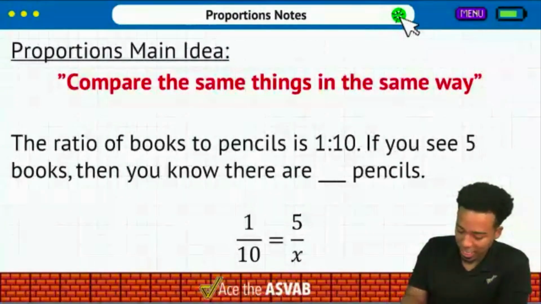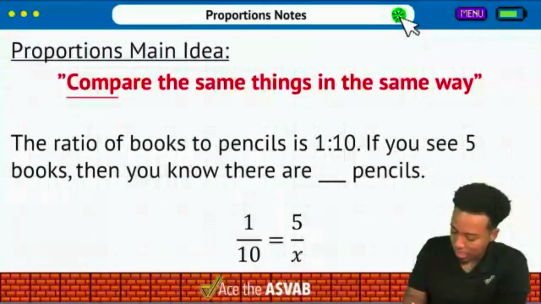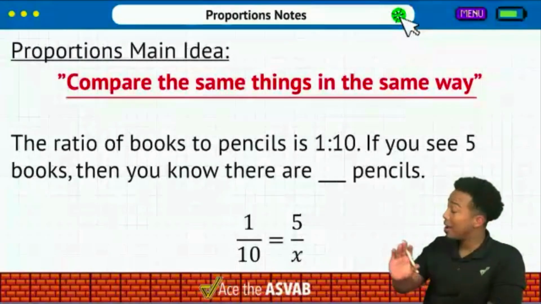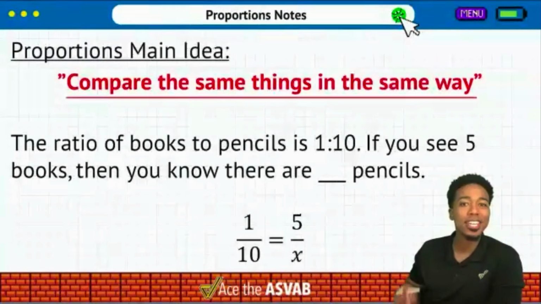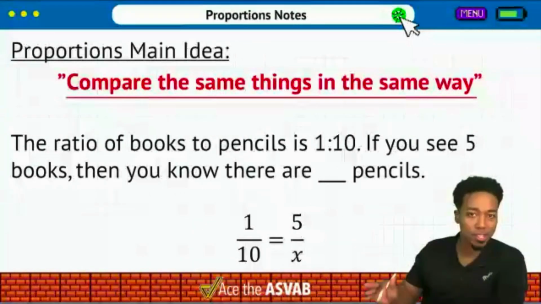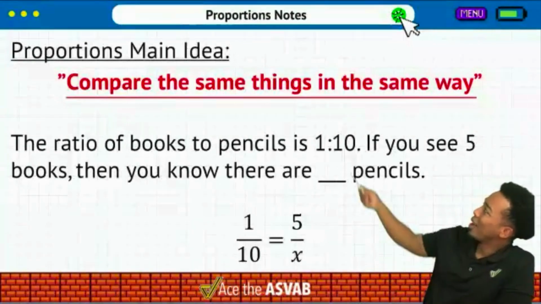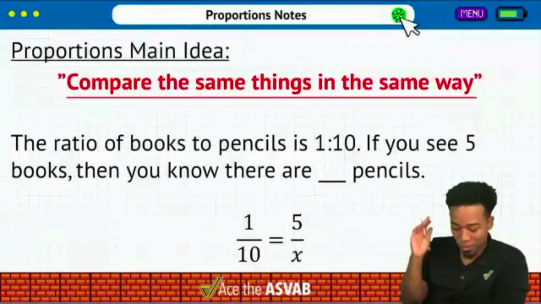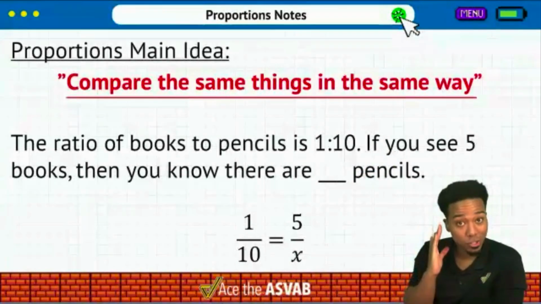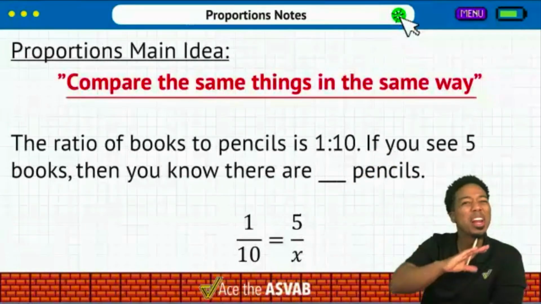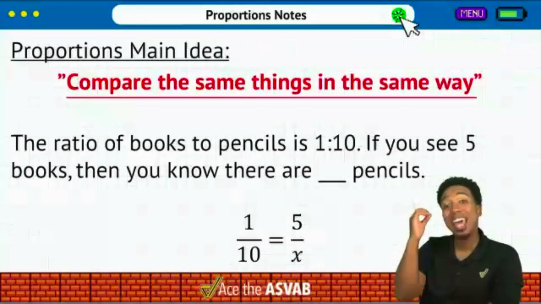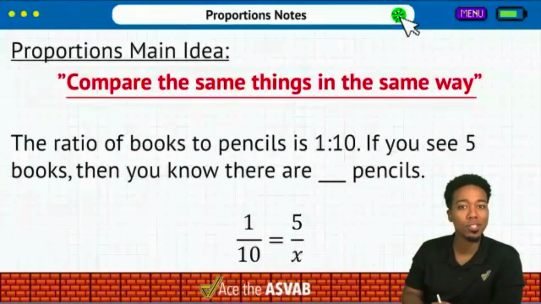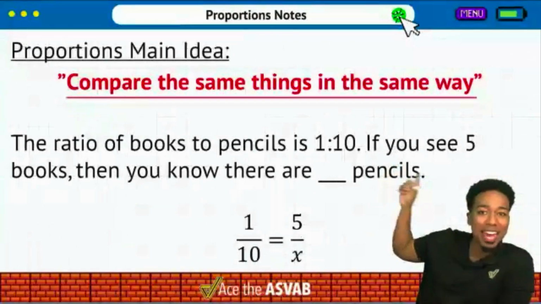Main idea is compare the same things in the same way. I want everybody, especially if you're brand new, to take your time. I'll give you 20, 30 seconds. I'll ramble for a little bit. Go ahead, just write that down. Compare the same things in the same way. Write it nice and big. Make sure that it is noticeable. Put a star next to it. Whatever you got to do. Because every single word problem that we are going to do today for proportions is going to follow that idea.